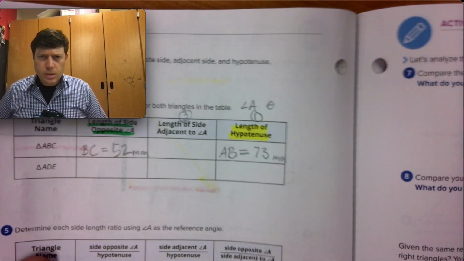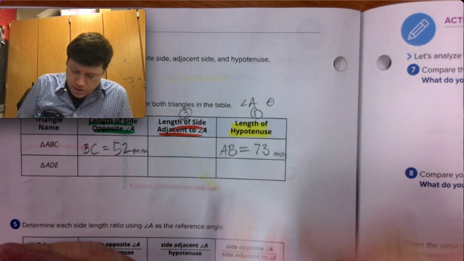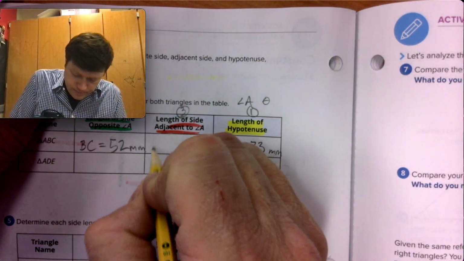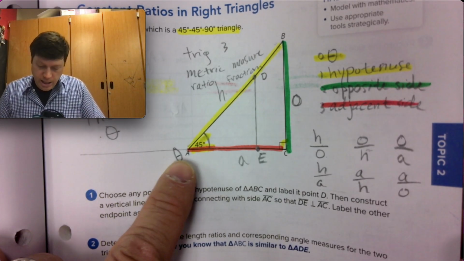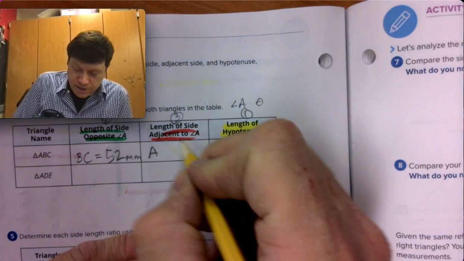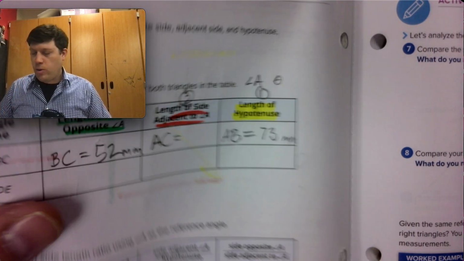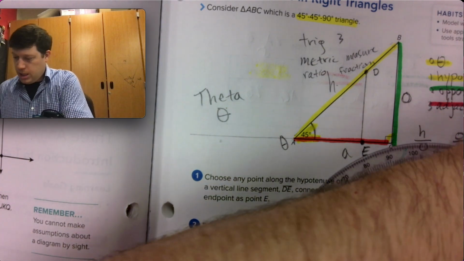Okay. Last of all is the side length adjacent to angle A. That side length adjacent to angle A has to use the letter A. It's adjacent, so it's touching angle A. AC. This is the only combination of letters that we have left to use. AC, and we need to measure this one. Now, I have an idea already of what it's going to be. I'm going to write it down here.